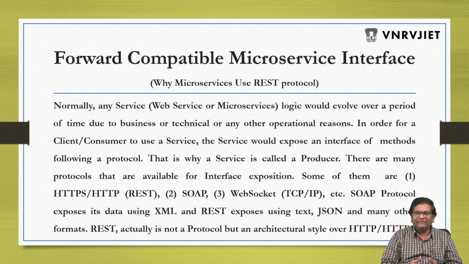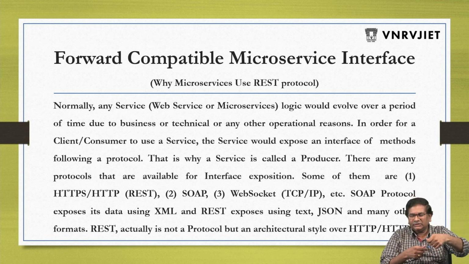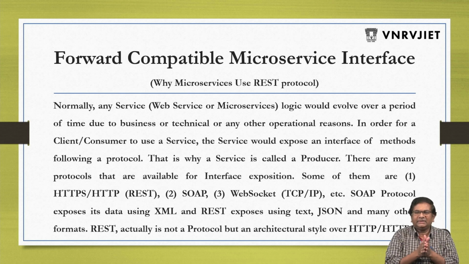That's why a service is called a producer. Basically, a service produces a lot of methods for us to use, right? It creates some interface and gives it to us. So we use that interface and communicate with the service. So it's like a producer, right? That's why a service is also known as a producer.